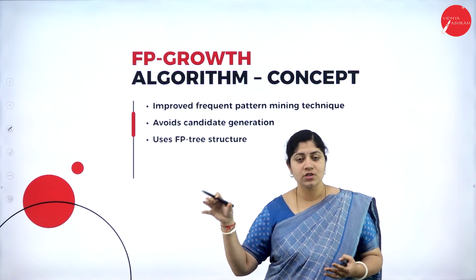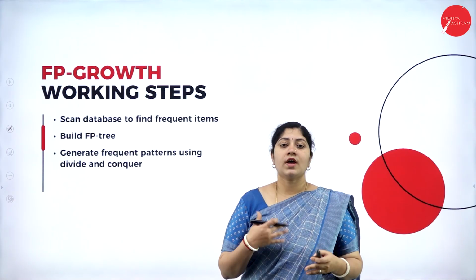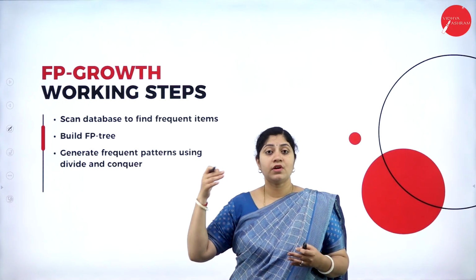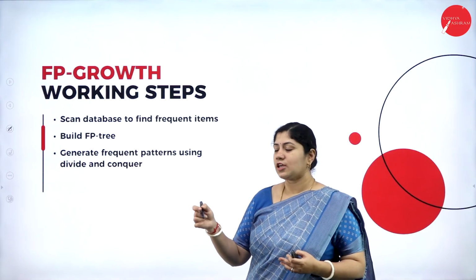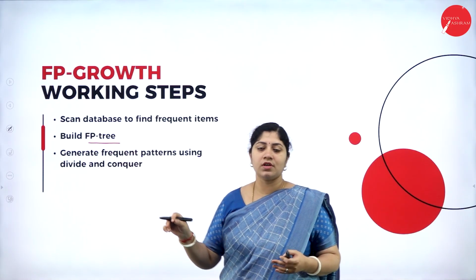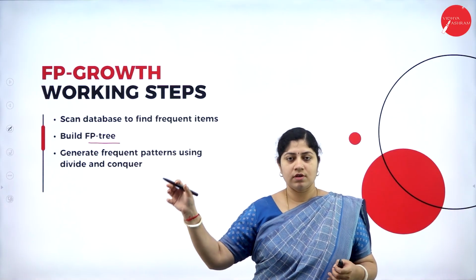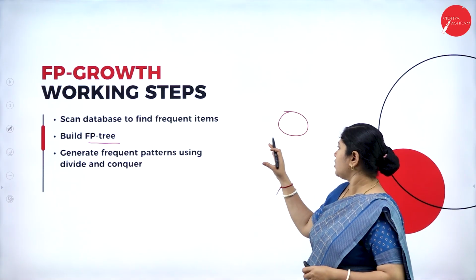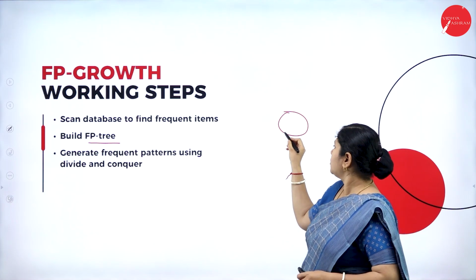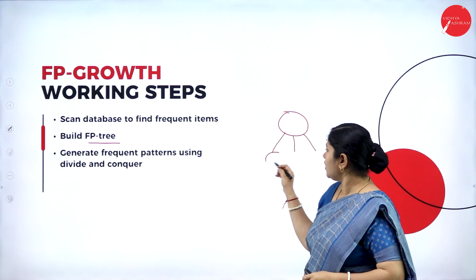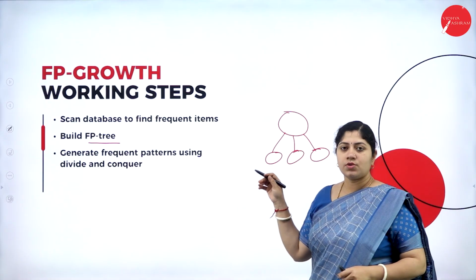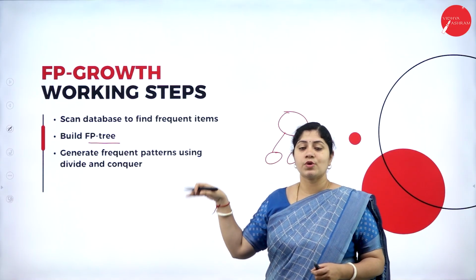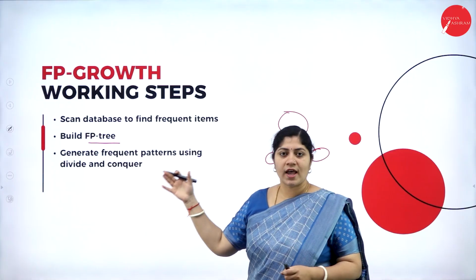Instead of candidate generation, it uses the tree structures. The working step involves that this algorithm scans the database to find the frequent patterns or frequent items. Then the second step is none other than building an FP tree. So FP tree is nothing but frequent pattern tree, which includes a root node, followed by the creation of a header table. Then we have to create the node link values or the items. So yes, here we form an FP tree, that is frequent pattern tree, based on the scanning of the frequent item sets. So that forms our second step.